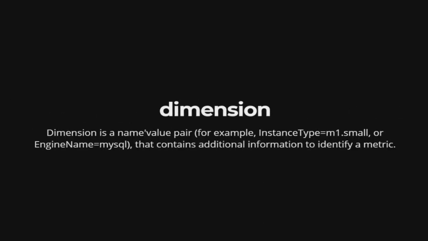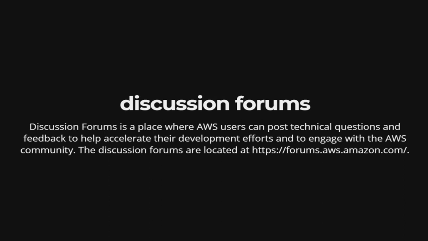Dimension. Dimension is a name-value pair, for example, instance type equals m1.small, or engine name equals mysql, that contains additional information to identify a metric. Discussion forums. Discussion forums is a place where AWS users can post technical questions and feedback to help accelerate their development efforts and to engage with the AWS community. The discussion forums are located at https://forums.aws.amazon.com.